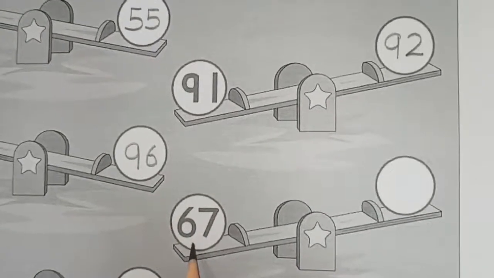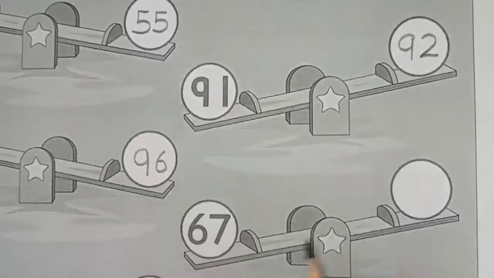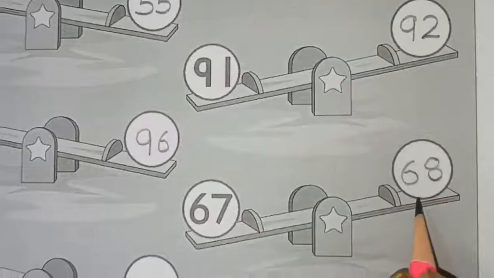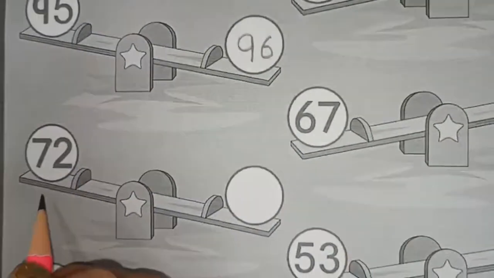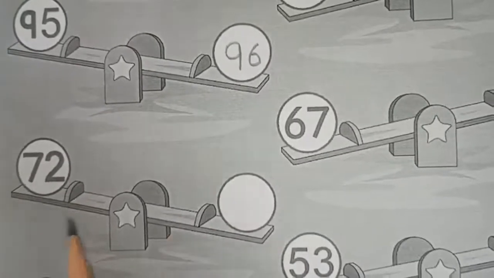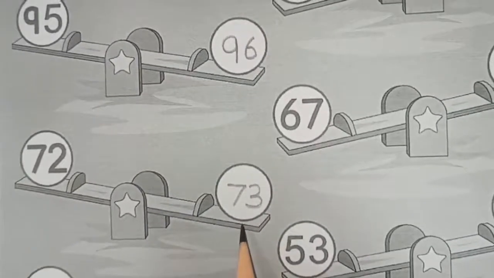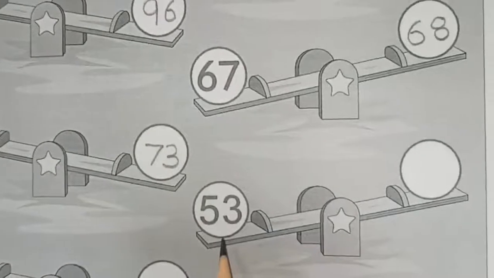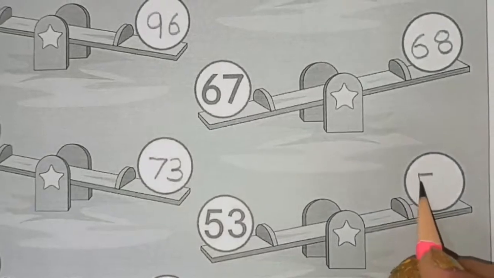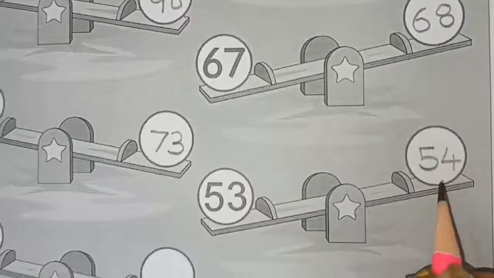Now, which number is this? It's 67. What comes after 67? It's 68. So 68 is after number. Which number is this? It's 72. What comes after 72? It's 73. So 73 is after number. Which number is this? 53. What comes after 53? It's 54. So 54 is after number.